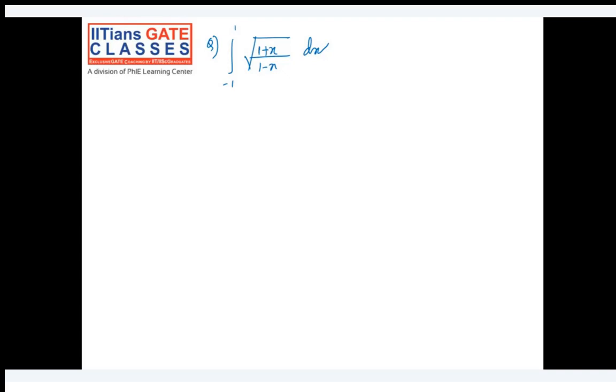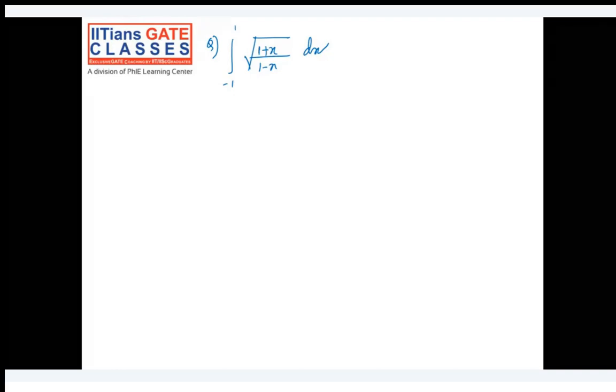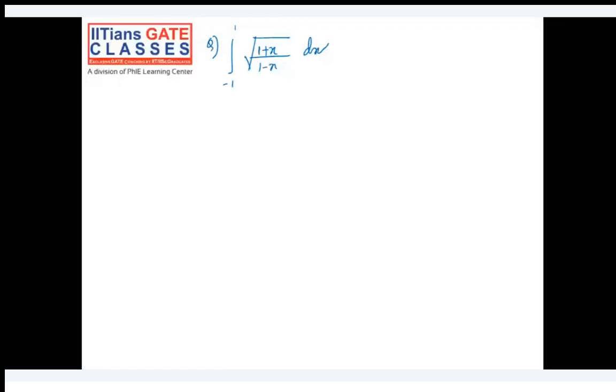Your answer is 0, sir. No. See, sir, it's an odd function. Is it an odd function? Check it again. Yes, pi is the correct answer, Arjun. Are you completely assuming it as f of x? Then let's say, what is f of minus x? Under root of 1 minus x divided by 1 plus x.